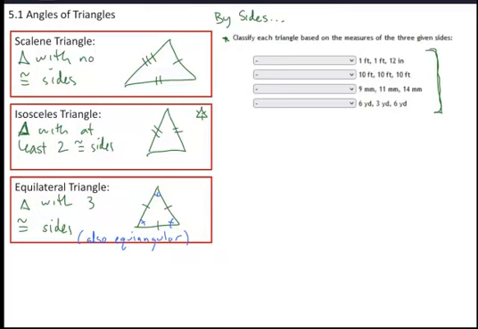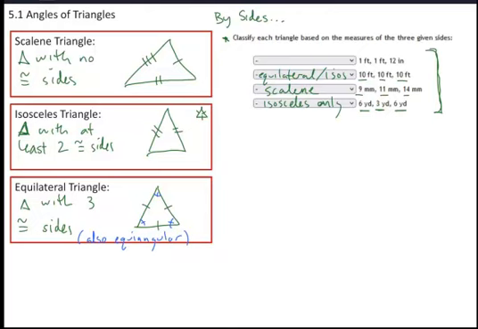When you look at this first one, 6, 3, and 6, what would that be considered? That one's isosceles, right? There's exactly two, which means it's not equilateral as well. So it's only isosceles. What about the next one? 9, 11, and 14? That's scalene, no equal sides. 10, 10, and 10? Equilateral and isosceles. Again, this is the one that can sometimes be confused.